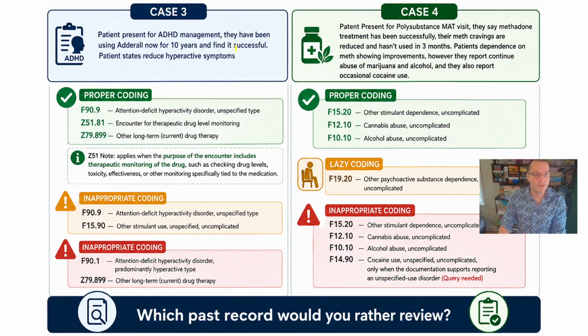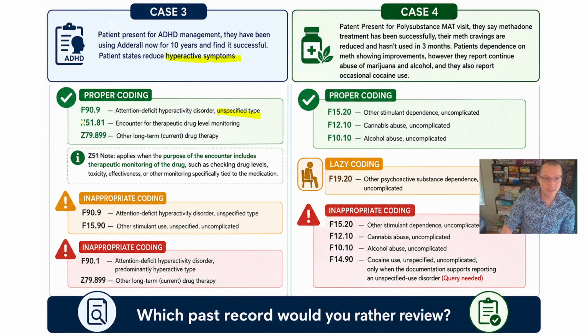Patient states reduce hyperactivity symptoms. How we would code this is F90.9. We would code it still with unspecified type. I get it, the provider says reduce hyperactivity symptoms, but we cannot actually code it as ADHD hyperactive type unless the provider explicitly says it.